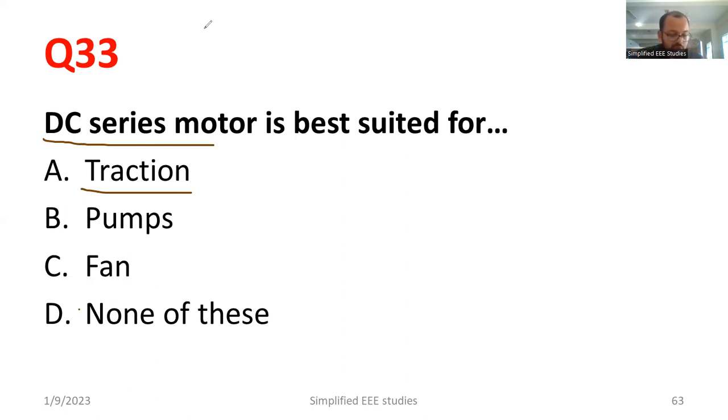Similarly, I would like to give a list of motors which will be helpful for various applications. You can go through that.